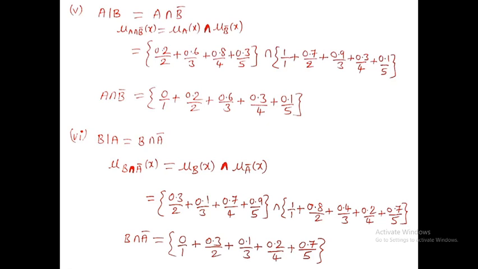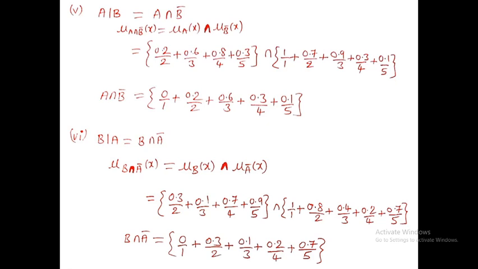The next one is A difference B, or A minus B. A difference B, if you want to find out, what do you need to do? A intersection B bar is equal to A minus B, right? That's what we have seen in the last session. So A intersection B bar, already we found B bar and we know A also. If you write in the fuzzy functions, mu A intersection B bar of x is equal to mu A of x and mu B of x.